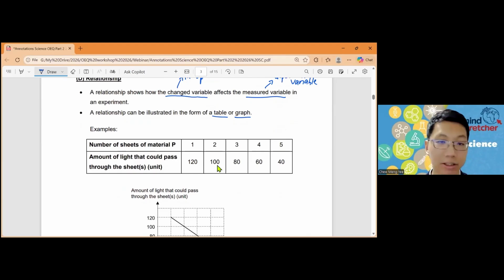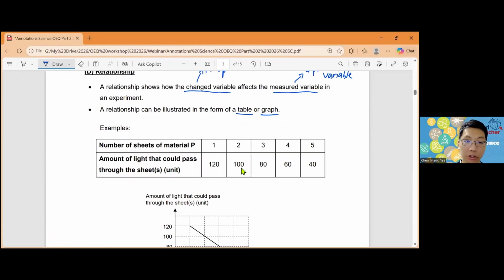So this is very obvious that we are changing the number of sheets, 1, 2, 3, 4, 5. So this is the change variable, which I just write as CV. And what we measure will be the amount of light that passed through. One of you is asking if I can measure this directly. So I can measure this directly.